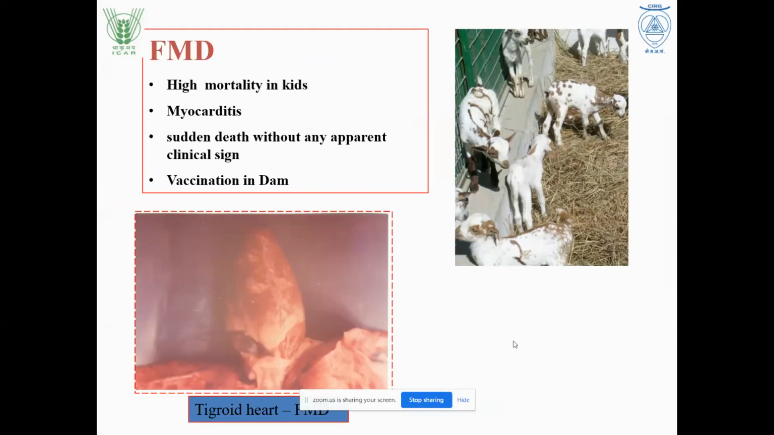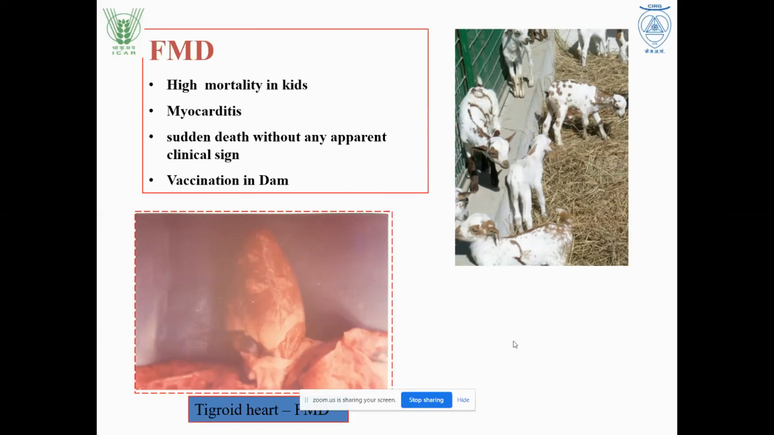FMD in sheep and goats is also a clinical malady, but not very common, and not as acute as it is found in cattle. But there is a very high risk in younger animals because this virus damages the myocardium. It causes inflammation of the myocardium, myocarditis, and there is damage and necrosis. There is a line of necrosis, and if you look closely in the postmortem, the line of necrosis is followed by healthy tissue. It gives the appearance of tiger skin, so it is known as tiger heart.